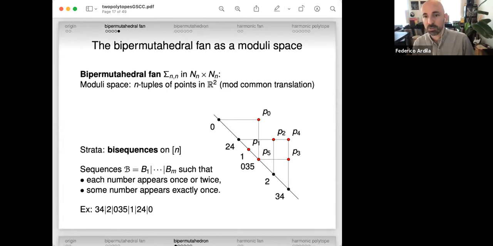There is absolutely a bijection between this fan and bisequences, and there's actually no constraint. And so we will talk about that in a second.